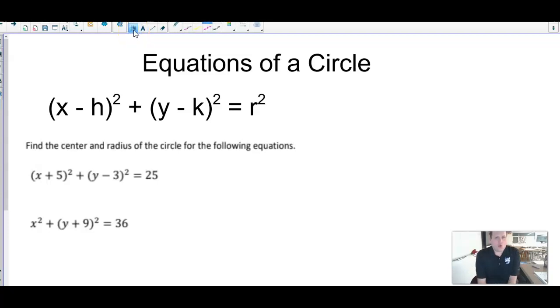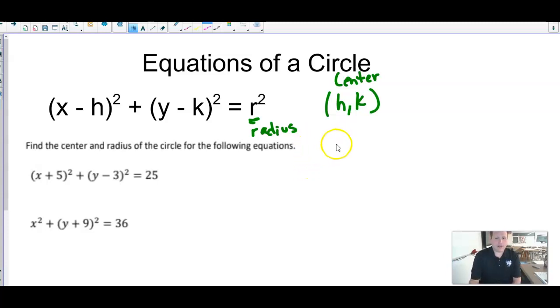Okay, we're looking at equations of circles today with this video. Here's your general standard form for an equation of a circle. You've got (x minus h) squared plus (y minus k) squared equals r squared. We've seen h and k with the vertex with the quadratics. Here, h and k is actually the center of the circle, and r is going to be your radius. That's pretty standard, and that's going to be our equation.